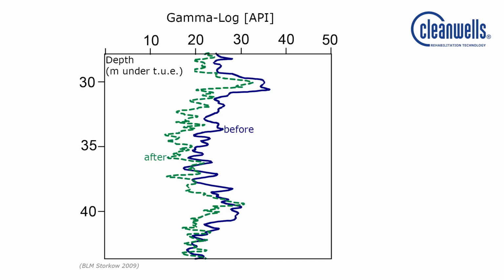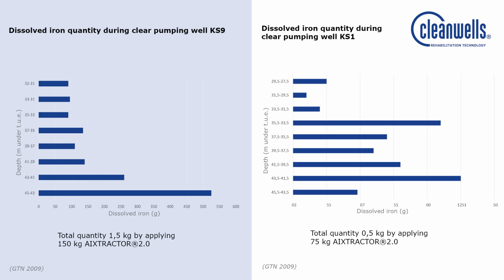Geophysical inspections, like here a focused gamma log of KS3, deliver an ultimate proof of the efficiency of the applied measures. Even the dissolved and removed quantities of deposits can be easily quantified by mass balancing. Here in KS9, a total of 1.5 kilo dissolved iron by applying 150 kilo of the pH neutral extractor 2, and in KS1 a total of half a kilo by 75 kilo of the same agent.